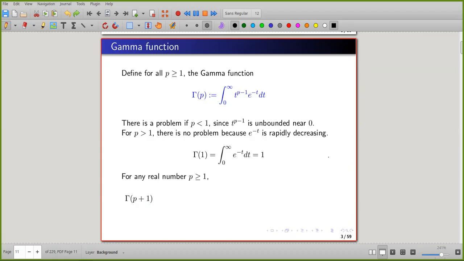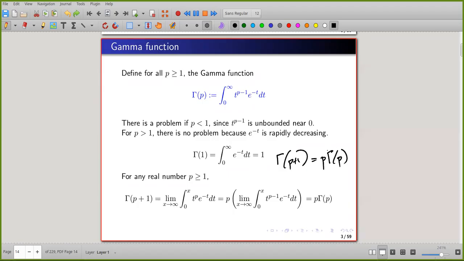And this is the most important point. This is the only point that I really want to emphasize. For any real number p greater than or equal to 1, we get gamma of p plus 1, which we write like this in this limit. I'm just taking the limit because I don't want an infinity over here. Here we use integration by parts, and this thing is equal to p times gamma p. So the real point I want to make is that gamma of p plus 1 is equal to p times gamma of p.